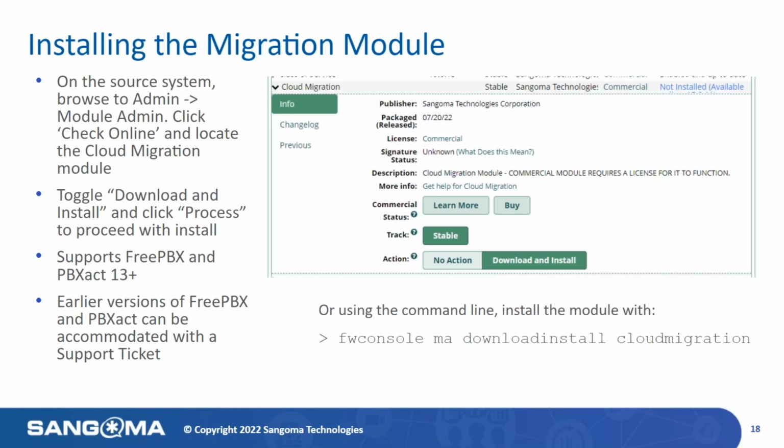This is currently published for FreePBX and PBExact 13 and higher. We can accommodate migrations from earlier versions. However, it is not a self-serve facility. It would require you to take your own backup and open a support ticket requesting that your backup be applied to the instance that you've created. And as always with Module Admin, there is a corresponding fwconsole command to download the module, shown at the bottom.